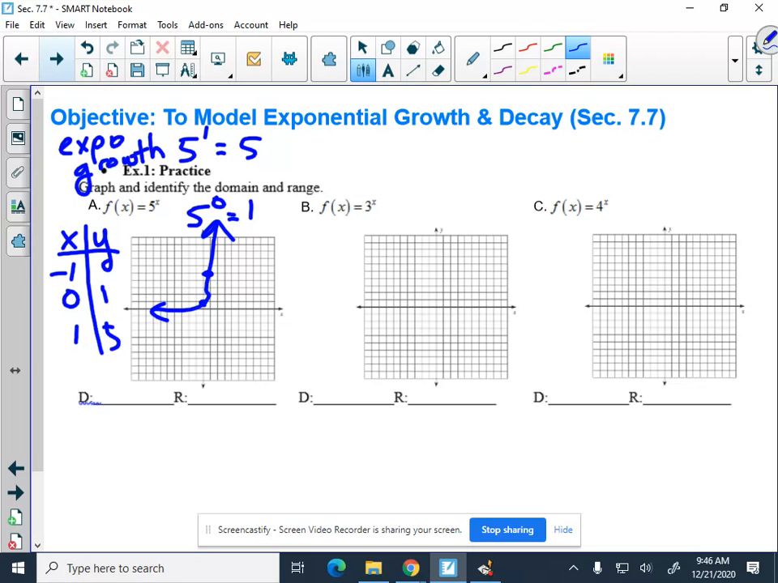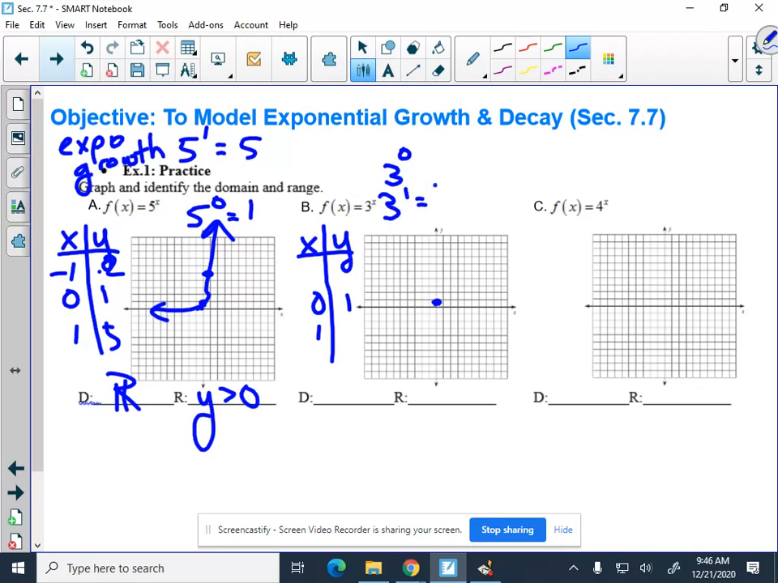Okay? So what's our domain? Our domain is all reals, and our range is y is greater than 0. The next one. Now, if you want to put in this one, the -1, you're going to get 1/5, or you're going to get 0.2. And that's okay. Over here, it gets really a lot smaller. This one, same thing. Just pick a couple points. I'm going to pick 0 and 1 to start with. Anything to the 0 is 1. Anything to the 1 is itself.